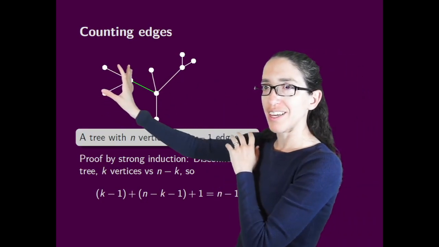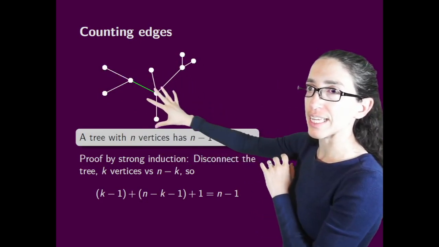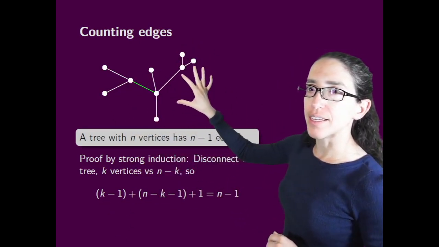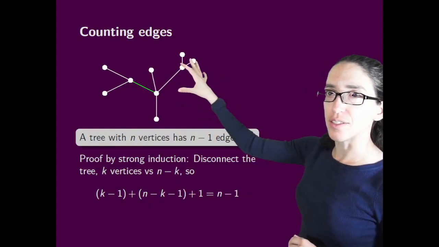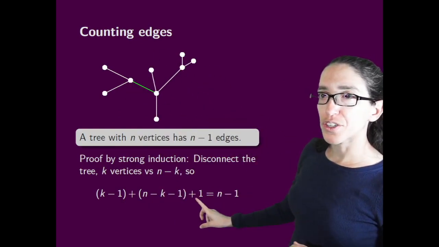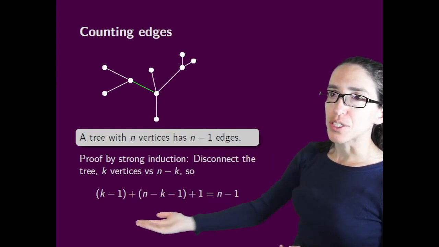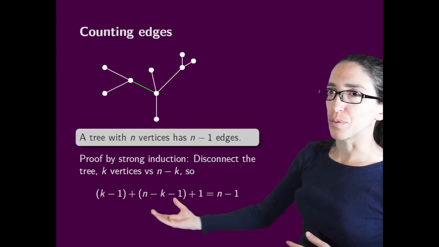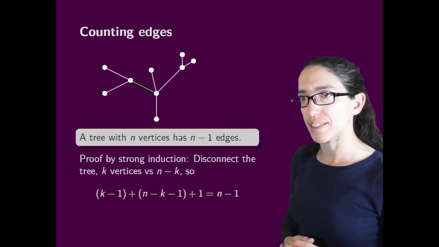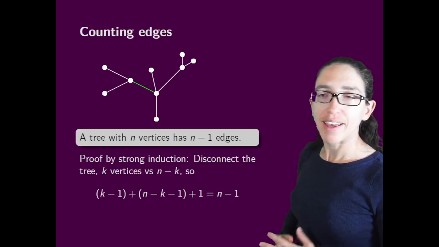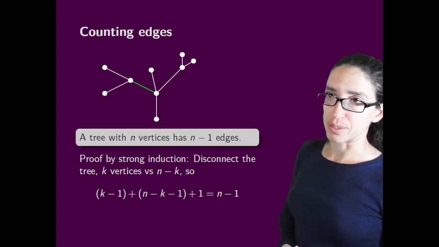So if this part has k vertices and this part has n minus k, then there's k minus 1 edges on the left and n minus k minus 1 edges on the right, the white ones, and then 1 green edge that we had deleted. And so adding them all up, we have k minus 1 plus n minus k minus 1 plus 1, where these 2 follow from the strong induction hypothesis, and you add them all up and you get n minus 1, so it's still true for our tree of size n. And that works for any tree of size n, so that completes the proof.